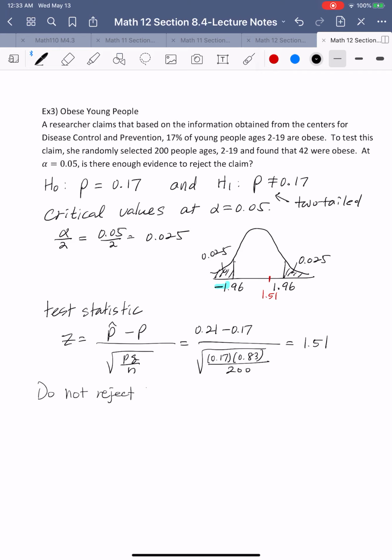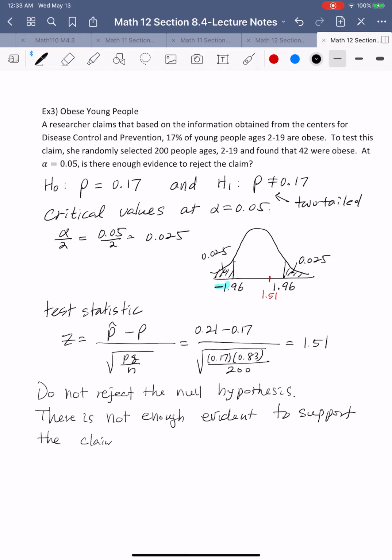So we do not reject the null hypothesis, which means there is not enough evidence to support the claim that 17% of young people aged 2 to 19 are obese.